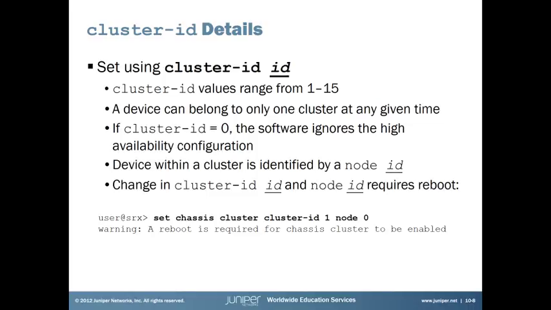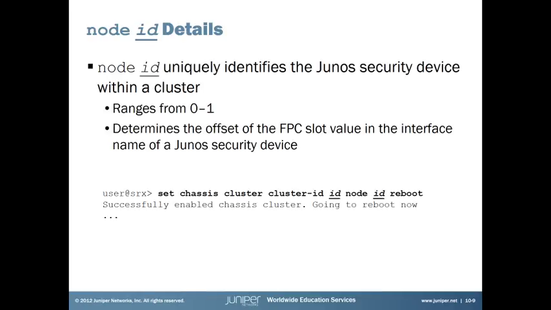Okay, so what have we discovered? We discovered we have a cluster ID and a node ID. Node ID identifies a security device within a cluster, and it's either 0 or 1. So again, set chassis cluster ID, node ID, reboot. Essentially, set one of the devices as node 0 and the other device becomes node 1 within the same cluster ID.